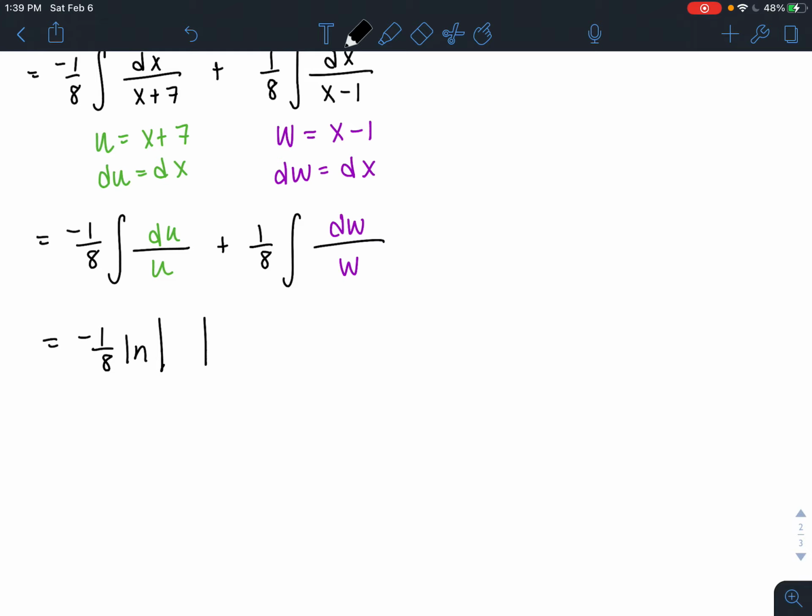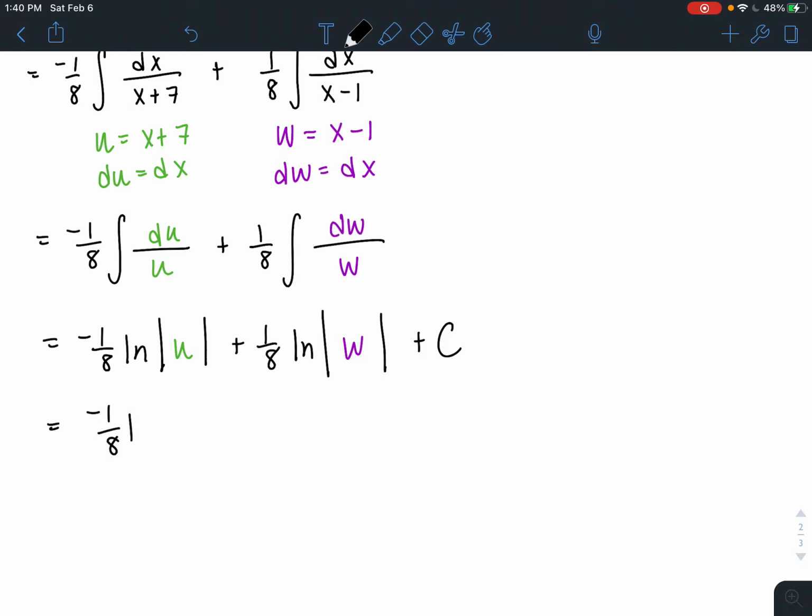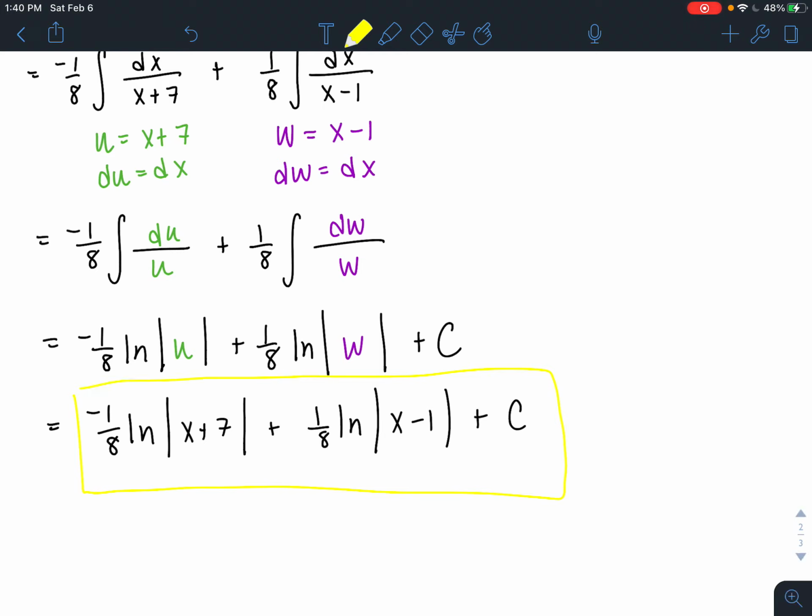Well, that becomes -1/8 times the natural log of the absolute value of u, plus 1/8 times the natural log of the absolute value of w, all plus C. And then we're just going to substitute back in. So this is -1/8 natural log of x plus 7, plus 1/8 times the natural log of x minus 1, all plus C. The more you do partial fractions, the more you're going to see that the natural log comes out a lot in these. So if you're doing partial fractions and your answer is not all natural logs, you're probably doing it wrong.